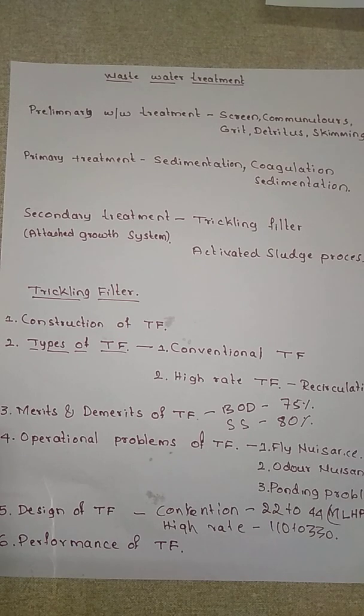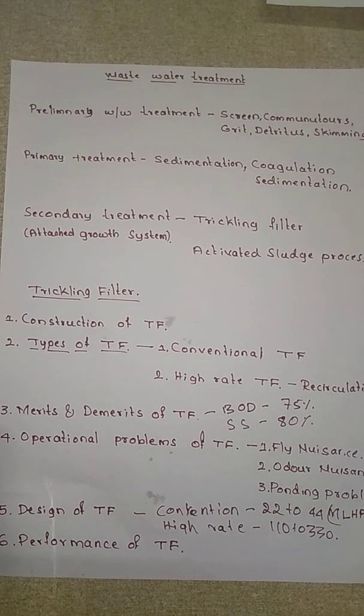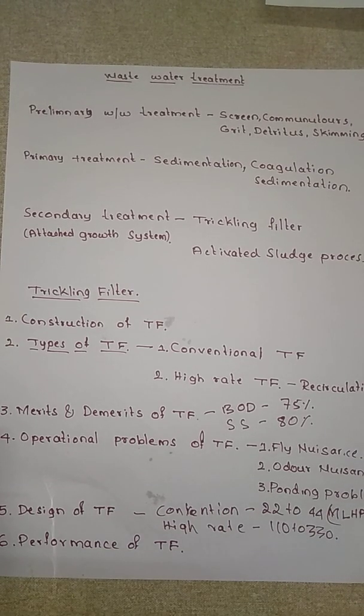In the next class, we will discuss the high rate trickling filter and the difference between the conventional trickling filter and the high rate trickling filter, and then we will solve one or two problems. So we have discussed what a trickling filter is, its construction and operation, and types. Then we have discussed merits and demerits, operational problems, and design of the trickling filter. All these things we have discussed in today's class. In tomorrow's class, we are going to solve problems and see what a high rate trickling filter is. Okay, thank you.